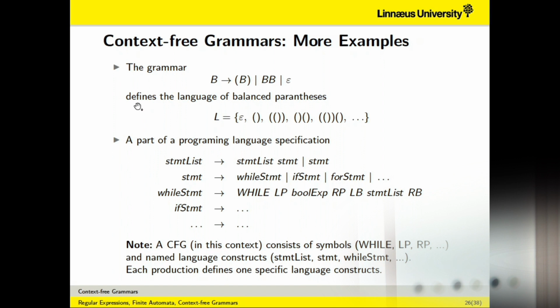Similarly, if you see your programming languages, as I showed you in the beginning, the Java language specification, you often have different statements that are part of your language defined using the context-free grammars. So for example, you can have a statement list, and here this statement list is like a symbol B, and then you can have a statement list again, and then a statement, just only a statement. And then you can further define this statement with the while statement, if statement, for statement, and you carry on.